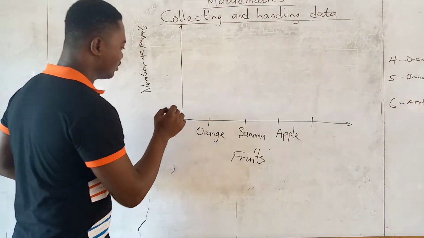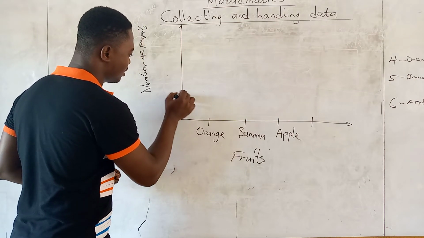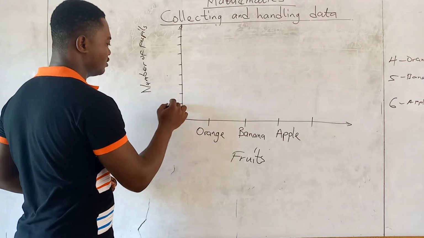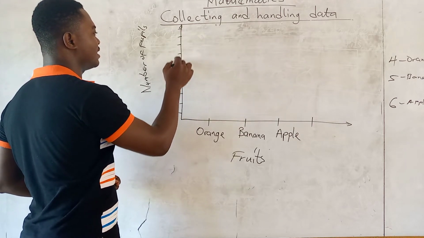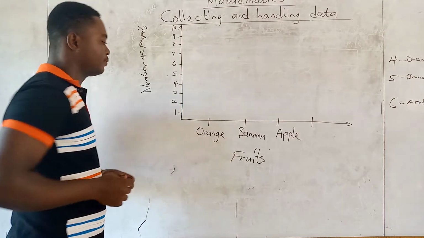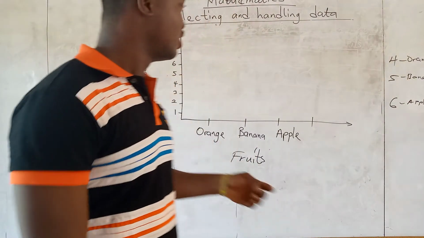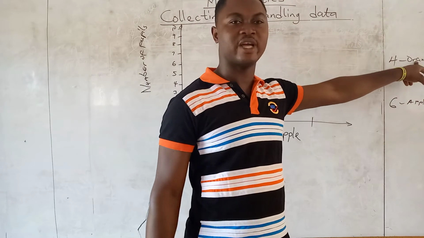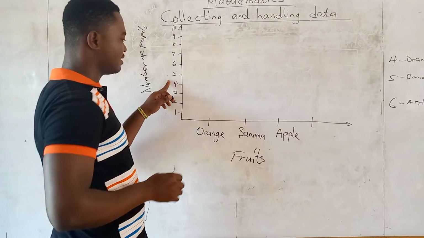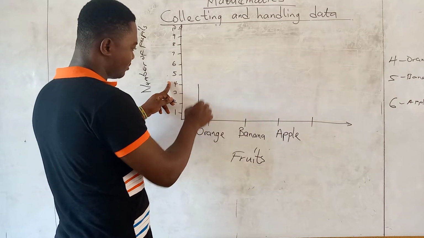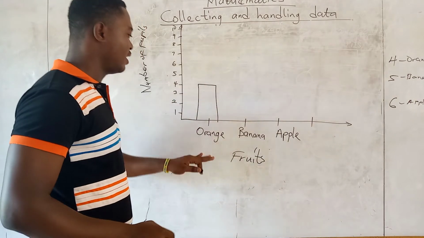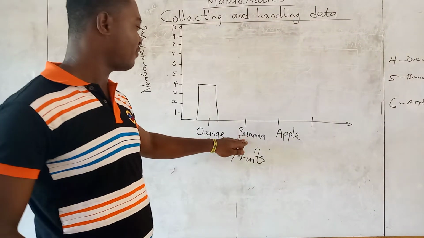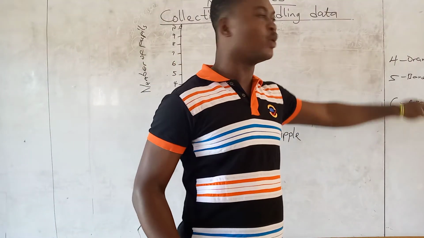Okay, now we are going to count 1, 2, 3, 4, 5, 6, 7, 8, 9, 10. Now let us try and recall something. How many people preferred orange? From my recorded data, 4 people preferred orange. So we just draw. Here is 4. Orange is here, so we draw from here. From this we can tell that 4 people preferred orange. How many people preferred banana? 5 people preferred banana.